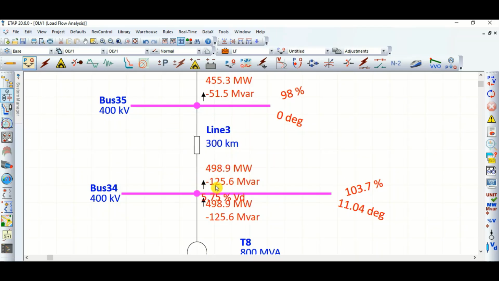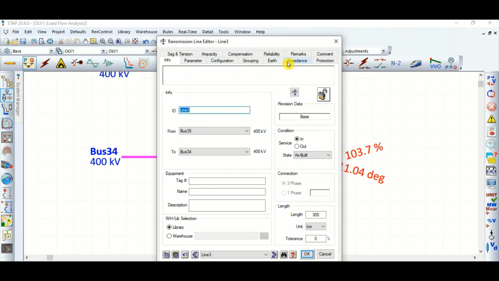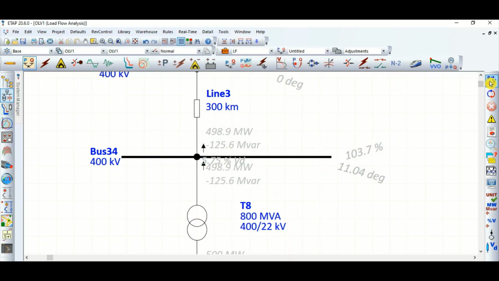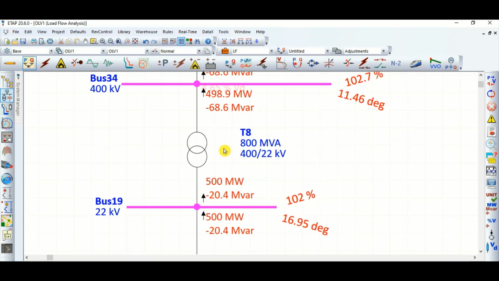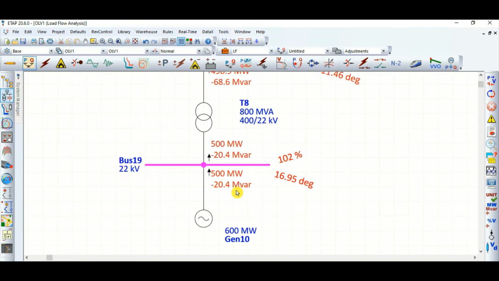As you can see, this is a negative symbol, which means 125.6 MVAR reactive power is being supplied from this transmission line, because we have given the impedance, this is the 3.3 susceptance value. Now it is also supplying 68.6 MVAR. Now you can see this has changed. It is absorbing only minus 20.4 MVAR reactive power.